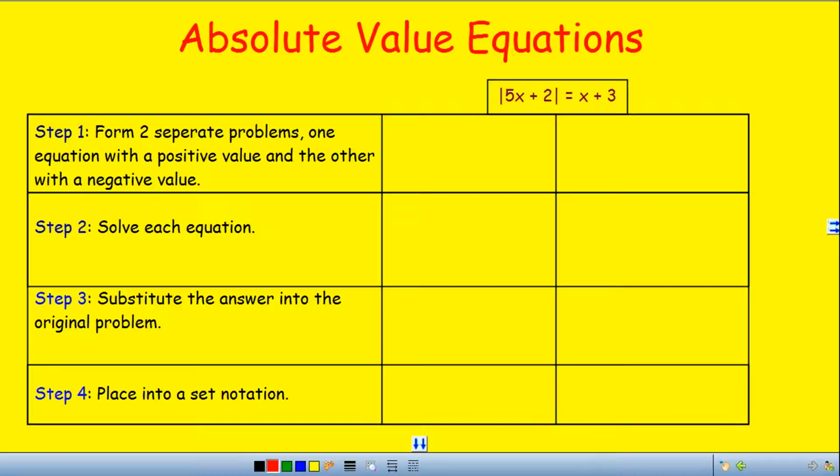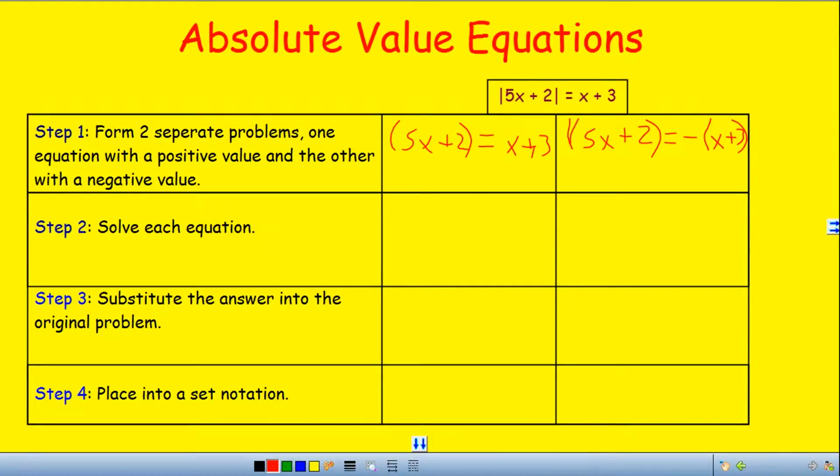So we have 5x plus 2, and I'm replacing my absolute value signs with parentheses, and that equals x plus 3. So that's our positive value here. So let's do the second one. We have parentheses, 5x plus 2 equals, we have a negative parentheses x plus 3.